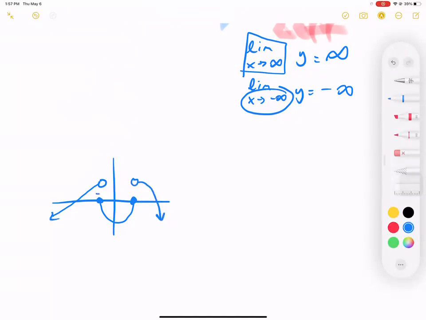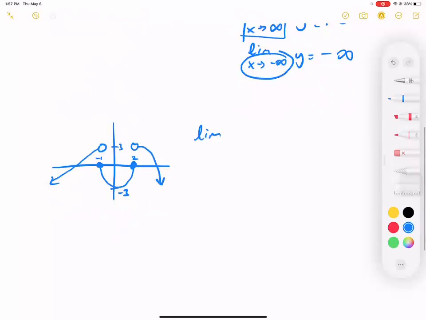This is going to be negative 1, 2, 3, and negative 3. Okay. So I have a couple questions for you guys, and you guys are going to tell me what this piecewise function is going to look like.